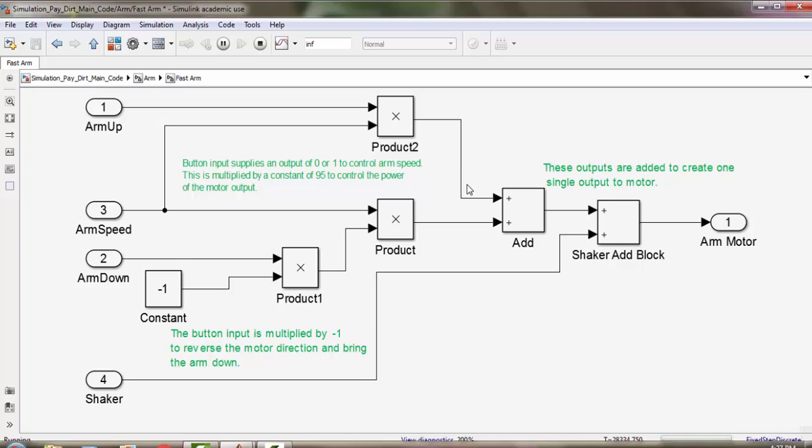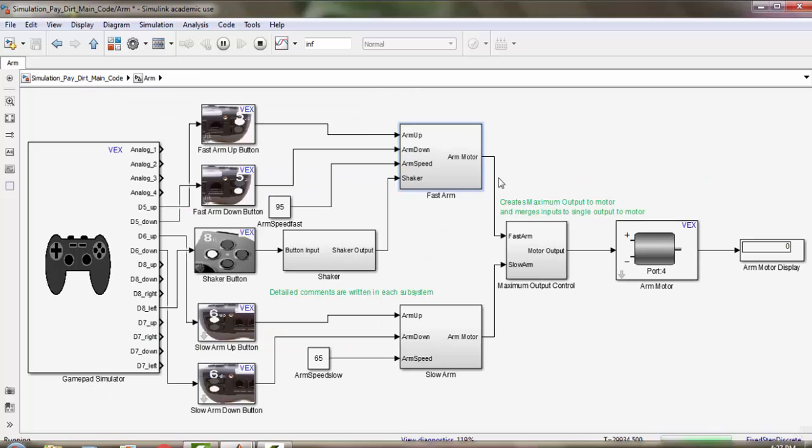This is then added to the arm down, which is multiplied by a negative value of 1 to create a reverse direction in the motor, and then multiplied by the arm speed, which would create the same amount of power in the down direction. This is then added to create a single output to the motor, which is then inputted into the maximum output control system.